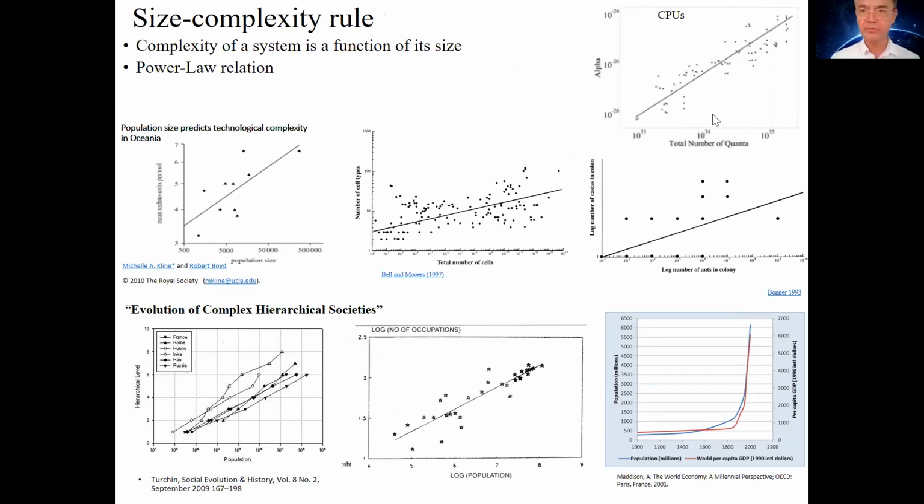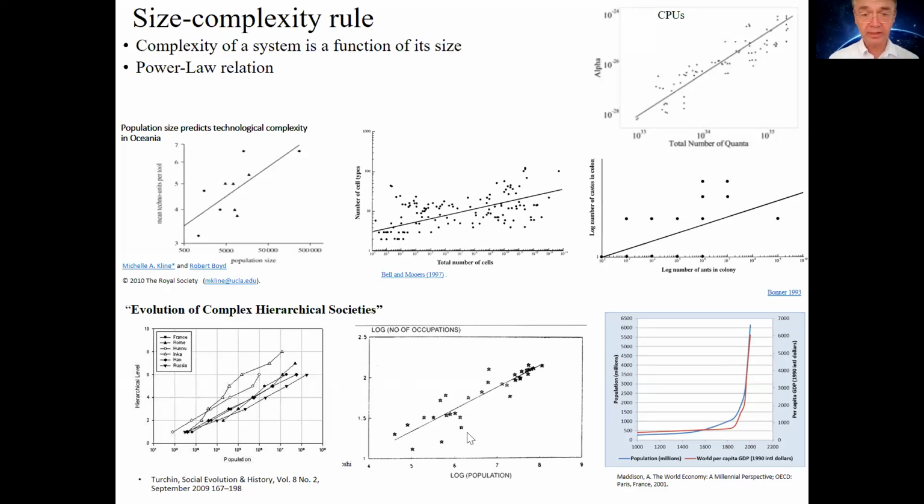And here are a few examples from different sources. This is for CPUs. You could say this is efficiency or complexity versus size of CPUs, a power law. Population size predicts the technology complexity in Oceania, this techno traits per tool as a function of the size in Oceania. Power law, number of cell types, as we discussed in organisms, as a function of number of cells. A power law, number of castes in ant colonies and the number of ants in the colony. A power law from Turchin, we have the hierarchical levels of societies as a function of their change in population through time. A power law.